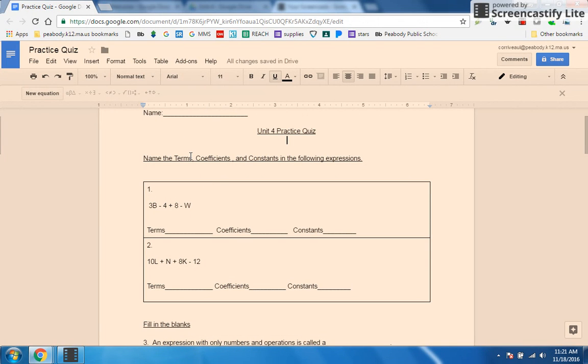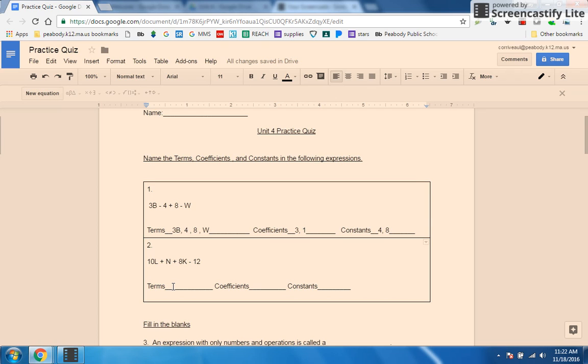So if you remember, terms are every part of the problem except for the plus, the minus, the multiplication, and the division signs. So your terms for the first one should be 3b, 4, 8, and w. Every part of the problem that's not an operation. Coefficients are all the numbers attached to the letters. So not the letter and the number, just the number attached to it. So 3b, you'd have 3. And then w has nothing next to it, so you have to remember that if it's a variable with nothing next to it, the coefficient is 1. Constants are the numbers all by themselves, so 4 and 8.